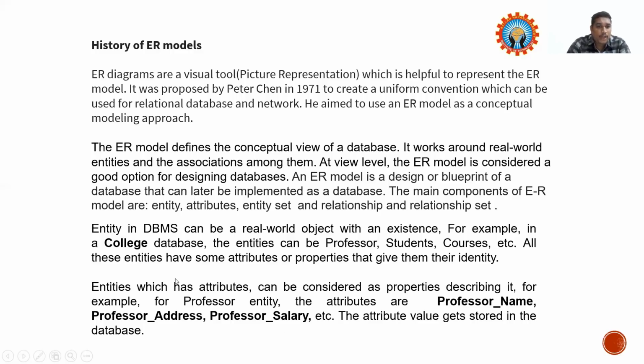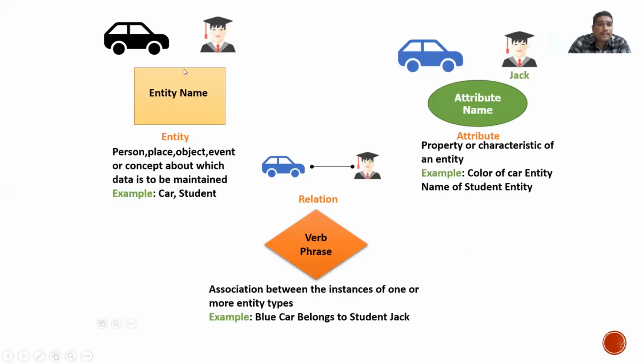Okay, so entities have attributes, which can be considered as properties describing them. For example, for a professor entity, the attributes are his name, his address, and his salary. The attribute value gets stored in the database. Already we discussed this. Now, this is an entity. We represent the entity in a rectangle.